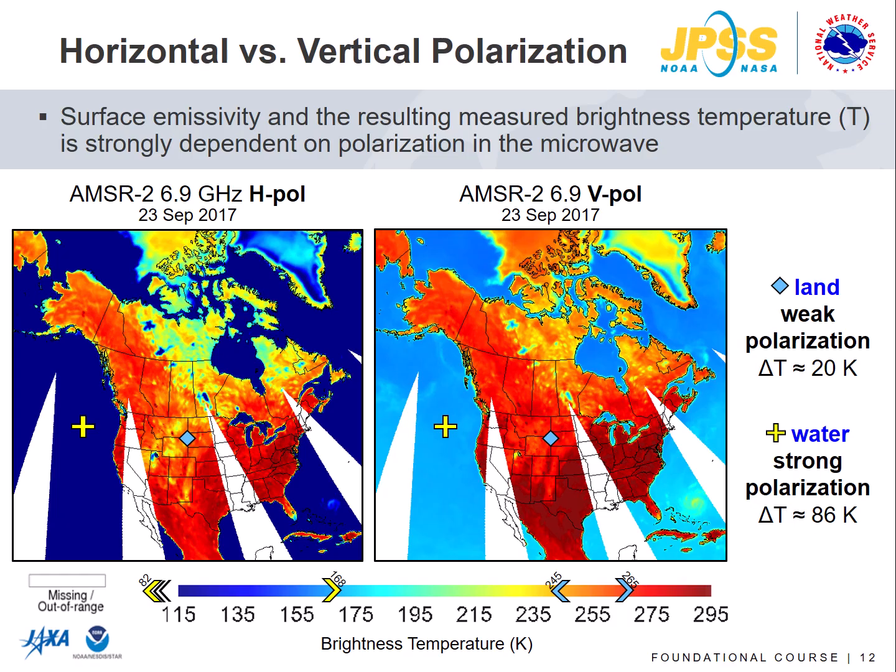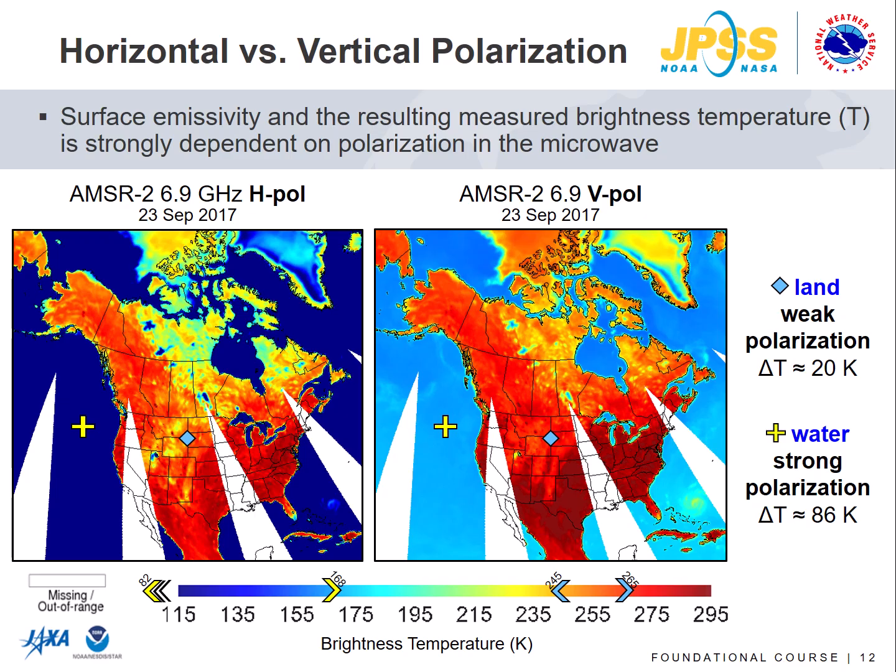These images are from the Advanced Microwave Scanning Radiometer for the 6.9 GHz channel, with horizontal polarization on the left and vertical polarization on the right. When comparing the two images, a smaller temperature difference is observed over land where the blue diamonds show a 20-degree difference, than over water where the yellow plus signs show an 86-degree difference. This indicates generally weak polarization of land and strong polarization of water.